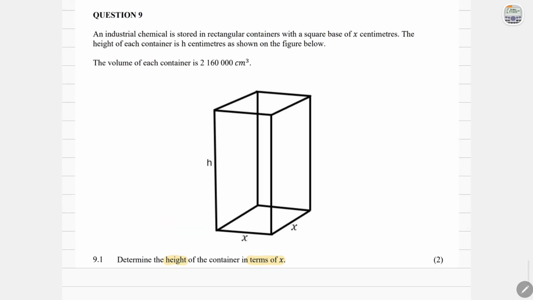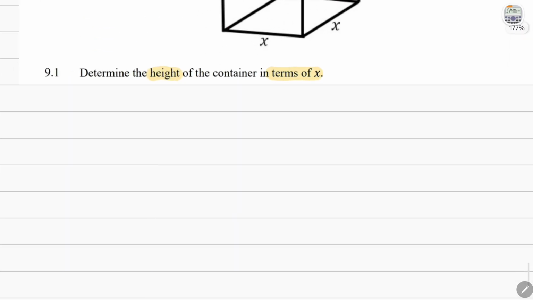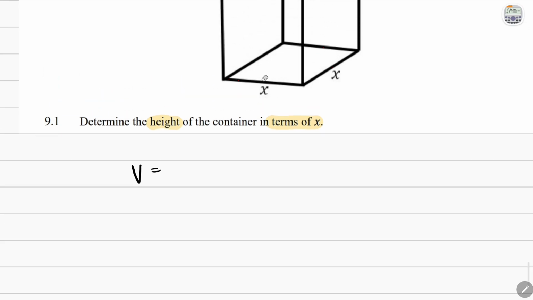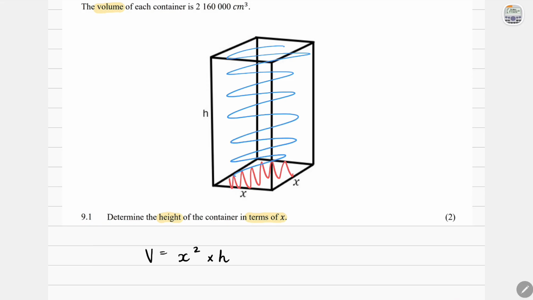Okay, so they've given us the volume. And to determine the height, we can think about how volume is calculated because it will include the height. So volume is equal to the area of the base, and the base is a square, so that's going to be side times side, so x times x, which is x squared, multiplied by the height. Okay, it's always the area of the base. You can find the area of the base, and then you multiply it by the height, you will get the entire volume of the shape.